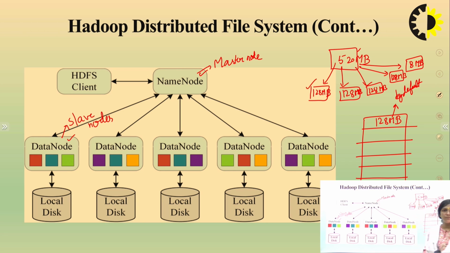Now this complete file will be split like this, and I will store it in the form of blocks. The first block contains 128 MB, the second contains again 128 MB, and till here this is containing 512 MB. Still 8 MB is left. In the next block I will store the next 8 MB. Now these are the blocks. You can see in the diagram, these all are the blocks.